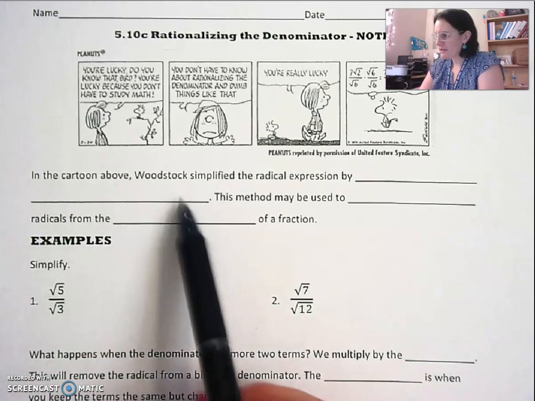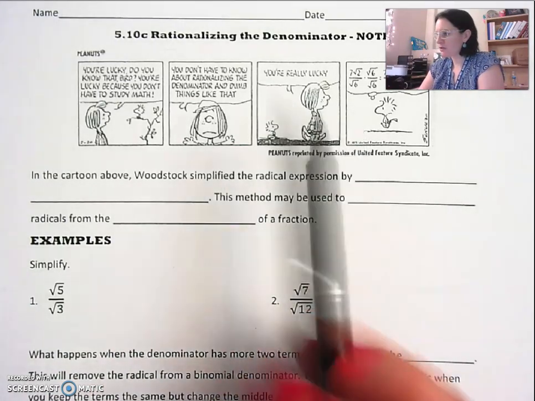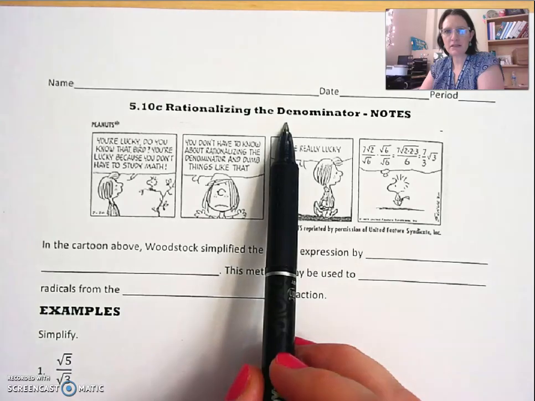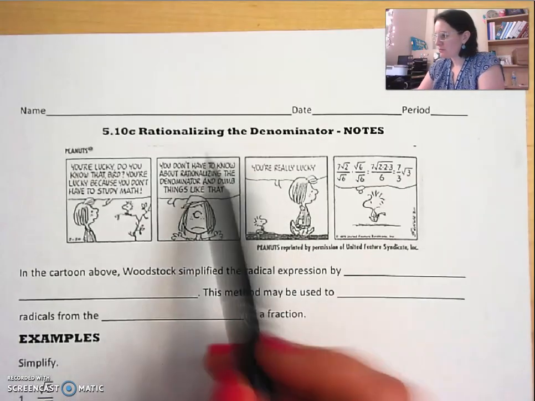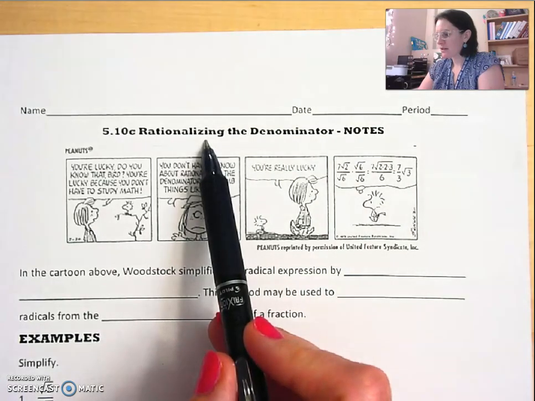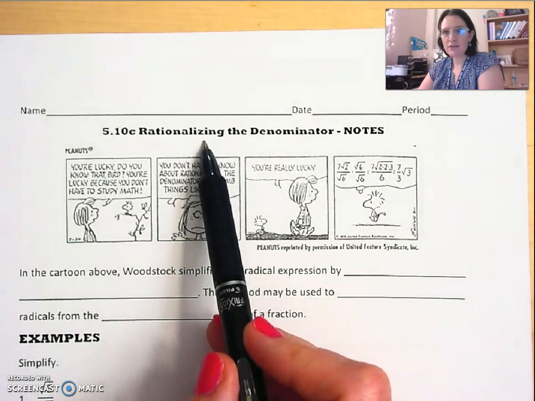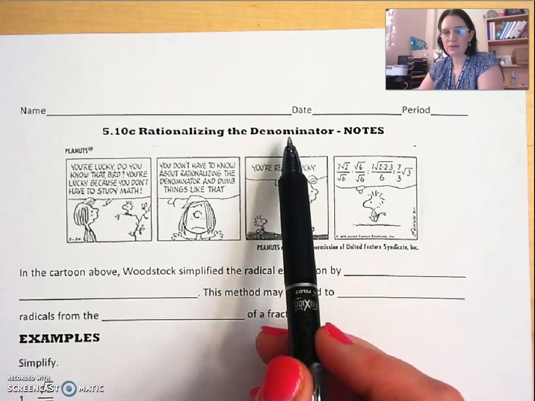We're going to start with this fill in the blank paragraph. Our goal today is something called rationalizing the denominator, and it means rewriting a denominator that is starting with a radical and rewriting it so it has no radicals in the denominator.